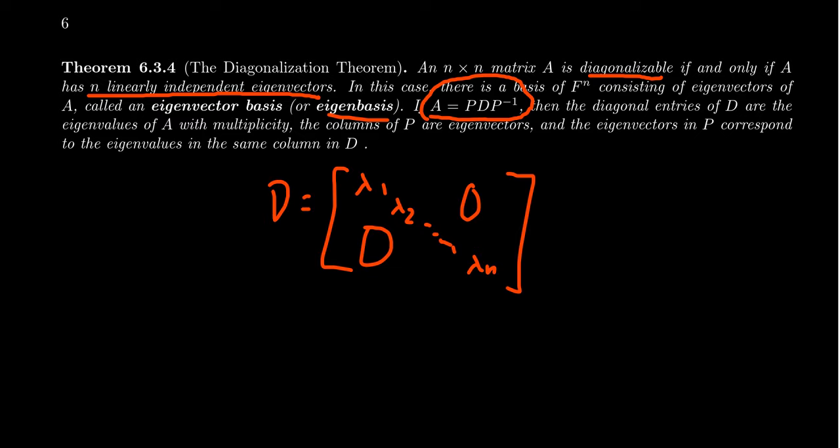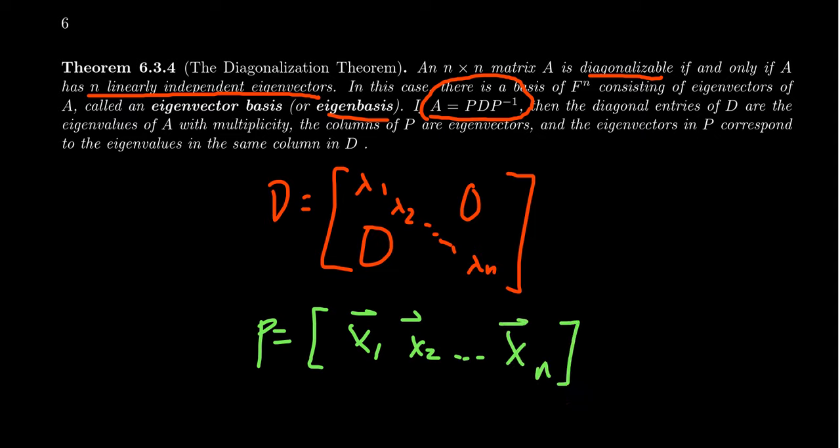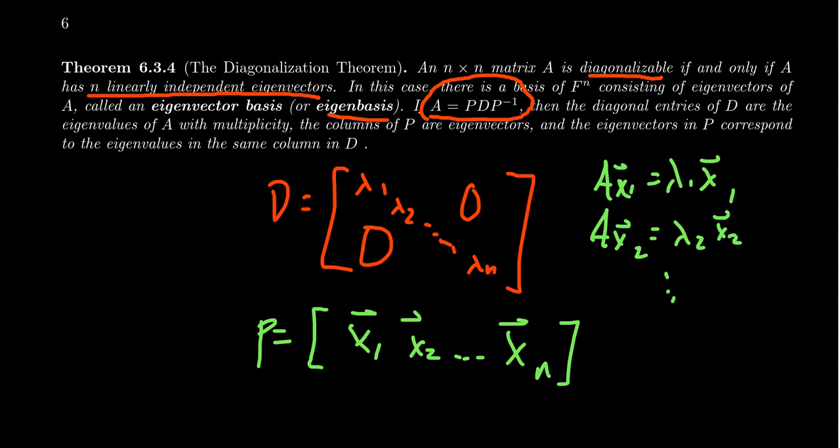And then the matrix P will be the matrix whose first column is x1, whose second column is x2, whose third column is x3, up to the nth column, xn. And we have the property that Ax1 is equal to lambda1 x1, so x1 is an eigenvector where lambda1 is its eigenvalue. And Ax2 equals lambda2 x2, so x2 is an eigenvector of A whose eigenvalue is lambda2. You can proceed in this pattern, getting Axn equals lambda n xn. So you can construct this matrix P using your eigenbasis.